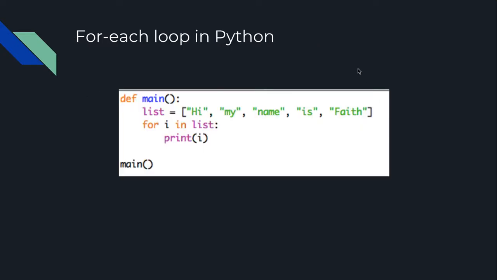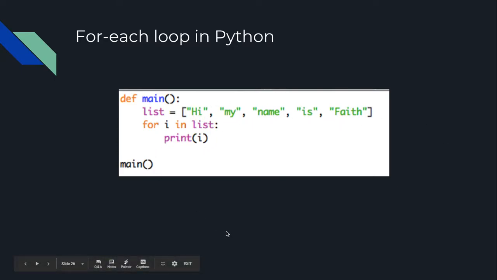Oh, and also, I forgot about for each loops. This is how you would do a for each loop in Python. You have a list, hi, my name is Faith. And this is how you would do a for each loop in Python, where it literally looks the same as the for loop, except instead of saying for i in range, we say for i in list, which is the one that we want to iterate over. And if you were to print this i, then it would say, hi, my name is Faith.